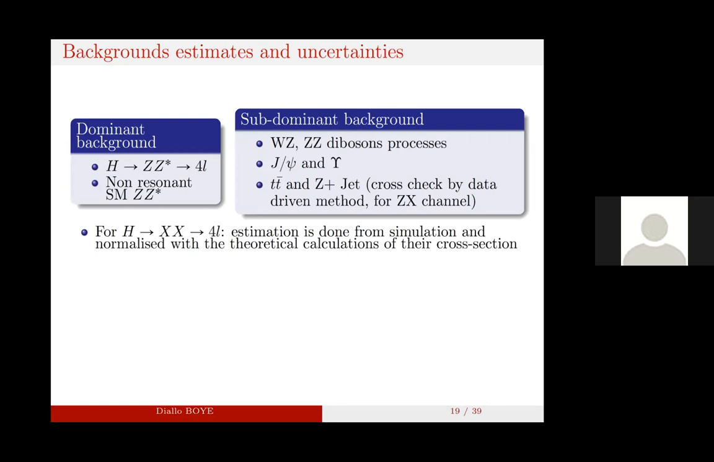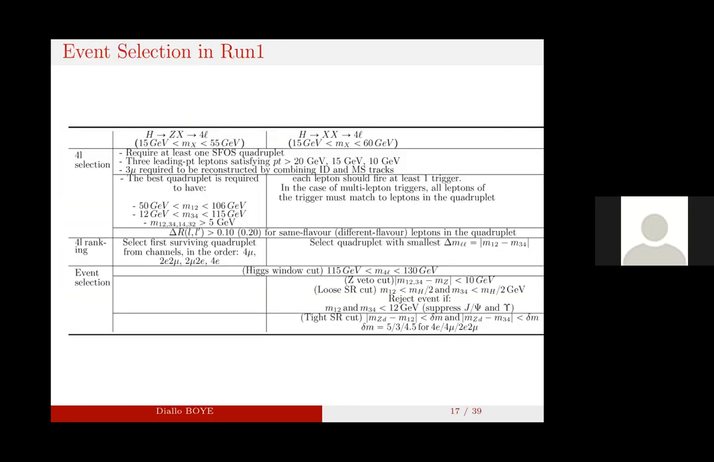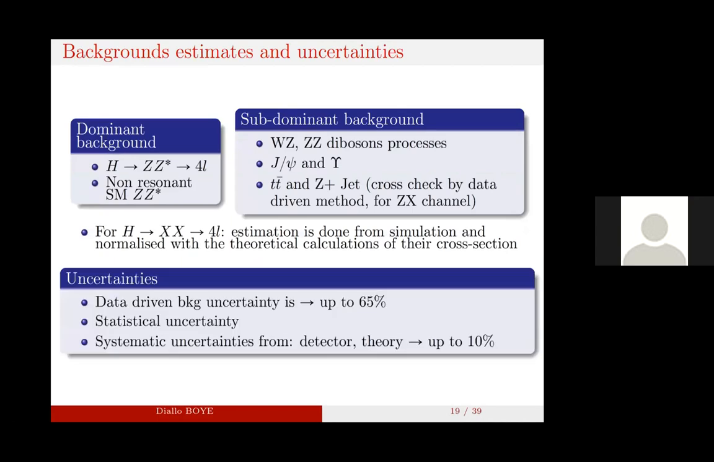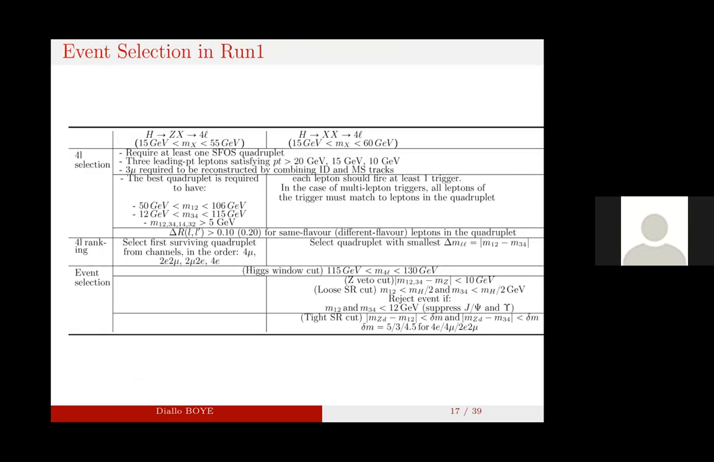And to avoid having a Z instead of a ZDAC, what we have done is apply what we call a Z veto cut. A Z veto cut just makes sure that if M12 or M34 is around the Z mass, we discard these events because we don't want a Z. Since the only difference is the masses, this is the only way we can discard a Z boson.